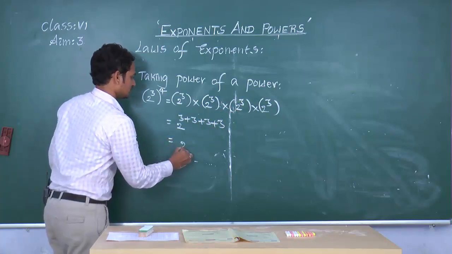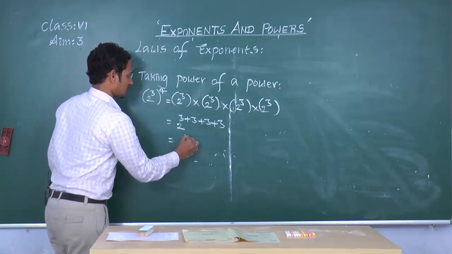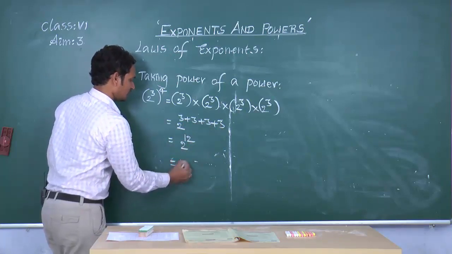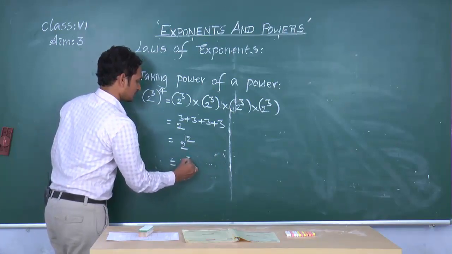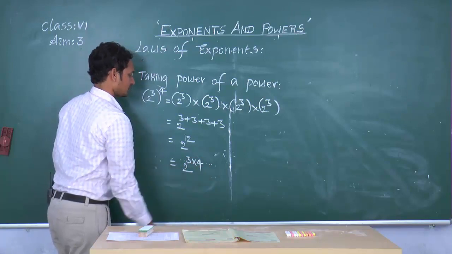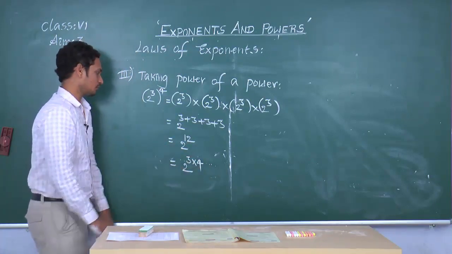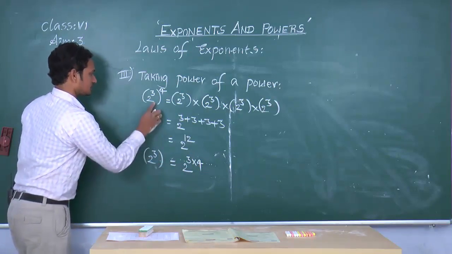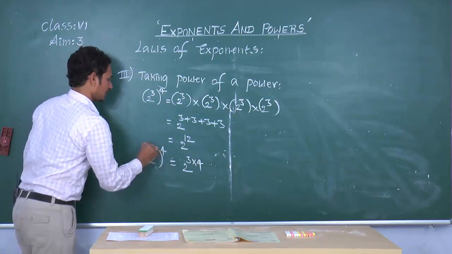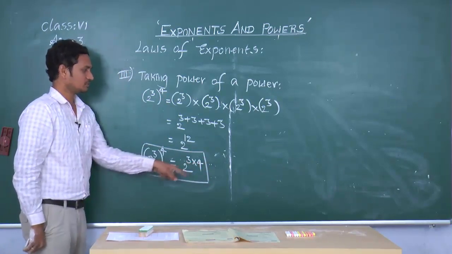So here 3 plus 3 plus 3 plus 3 is 12, and 12 can be written as 3 into 4. Finally, what we observed is that (2 power 3) whole power 4 can be converted into 2 power 3 into 4.